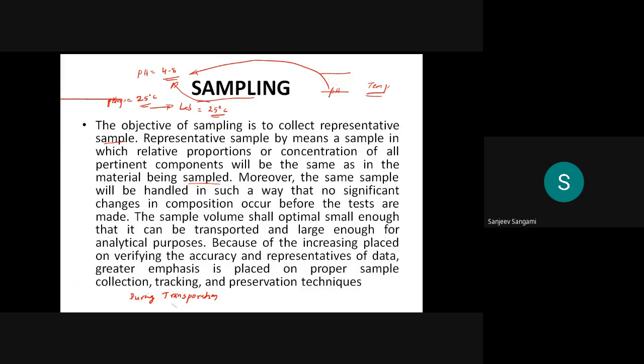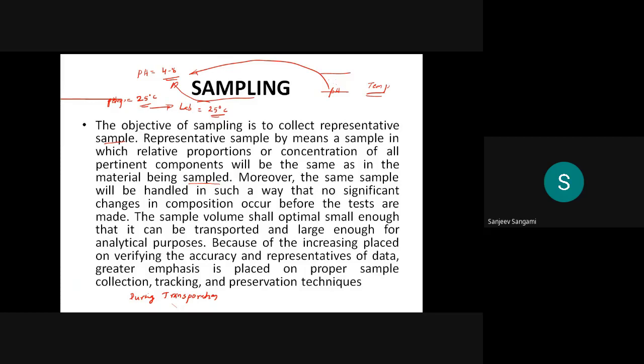The sample volume is also a very important component, and it should not decrease. How much quantity is required for each test has to be calculated before the sampling, and the proper volume should be collected in proper vessels. Because of the emphasis placed on verifying the accuracy and representativeness of the data, greater emphasis is placed on proper sample collection, tracking, and preservation techniques.